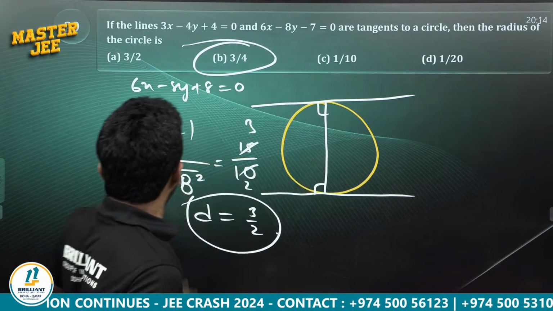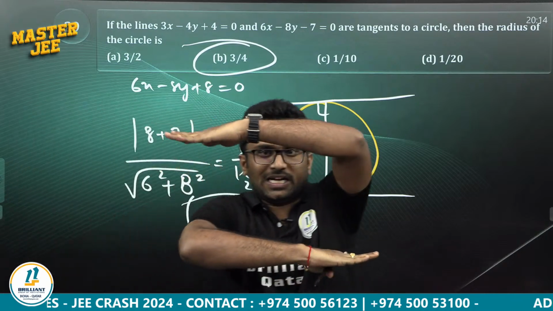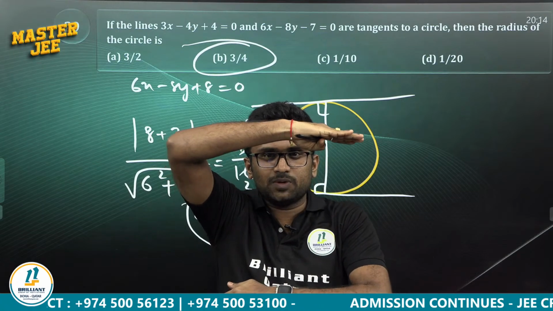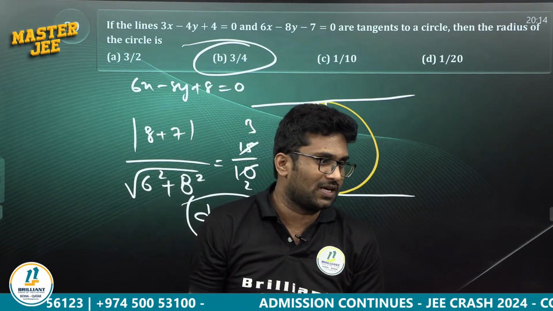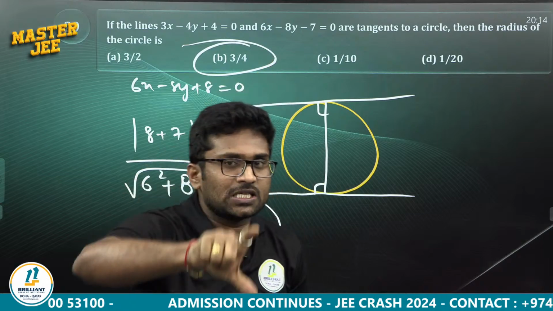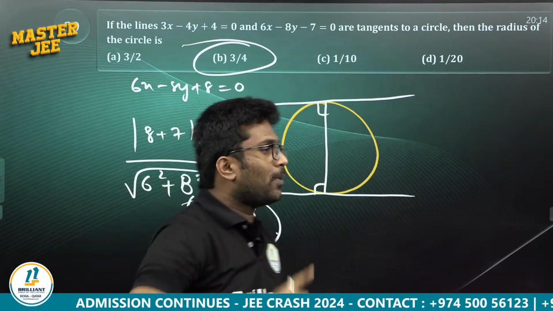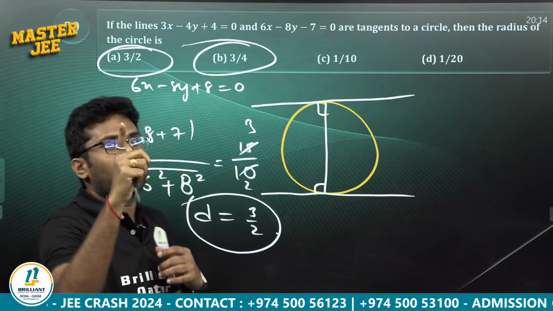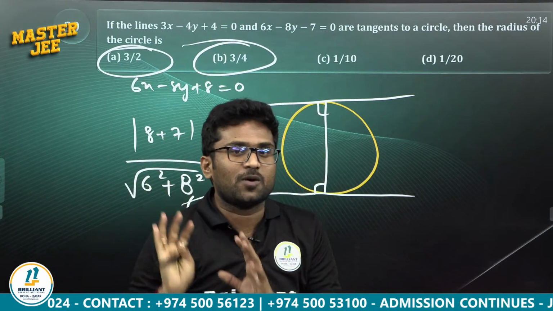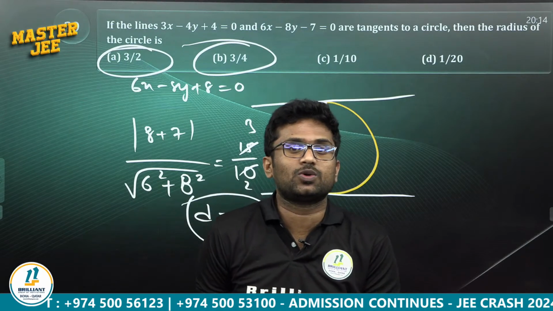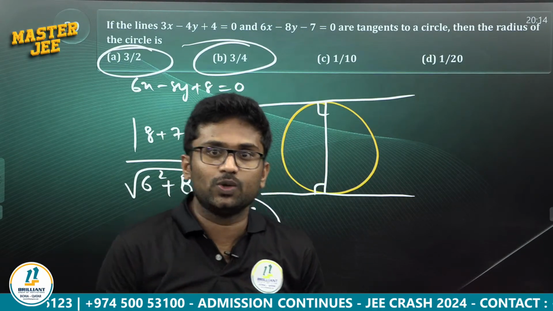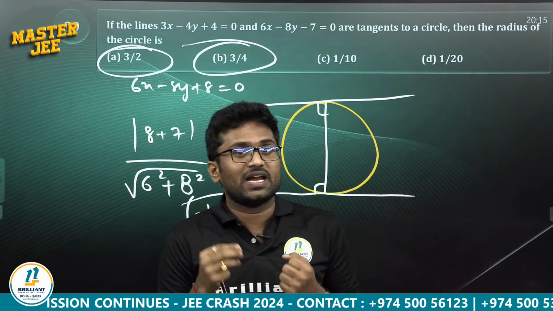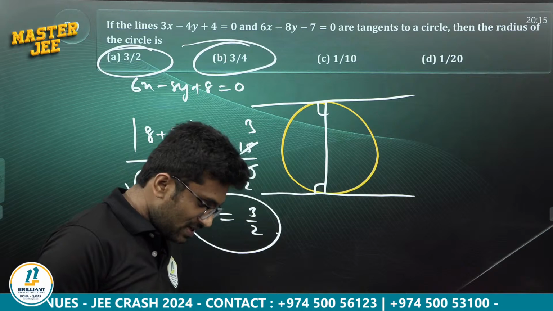I hope, guys, you have understood. Simple one. There are two parallel tangents. For these two parallel tangents, we already know the distance between them will be the diameter of the given circle. That's it. Once we find the distance between these two lines, the moment you get 3 by 2, 95% of the students mark it as option A. But we shouldn't do that, because they are not asking for the diameter, they are asking us to find the radius of that particular circle. Okay guys, next one.